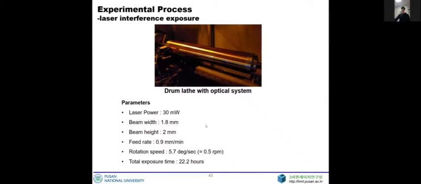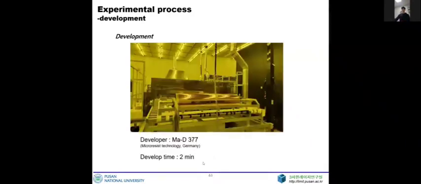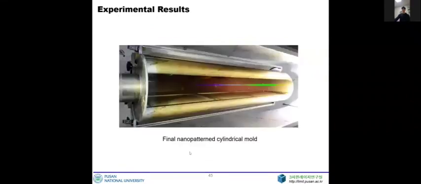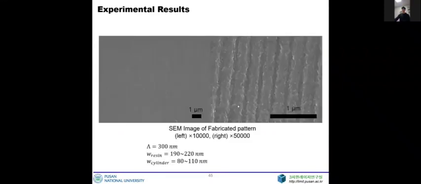Input power was 100 mW, but final power was 13 mW because of several losses from optics. Total exposure time was 22 hours, and it is less than 1 day. After that, the cylinder was developed with developer MAD377. As a result, the fabricated cylindrical mold is here. In this picture, we can see the structural color, meaning nano pattern.